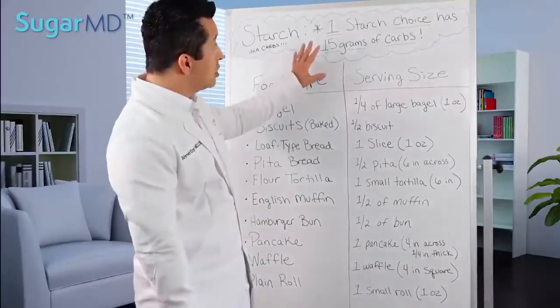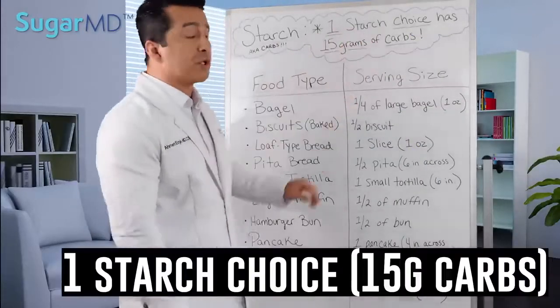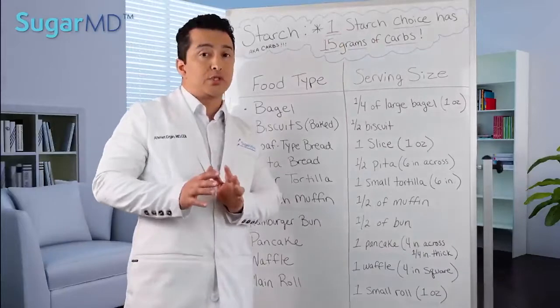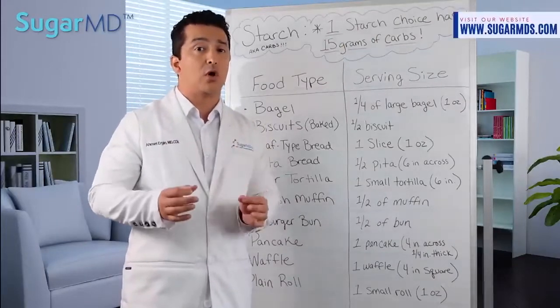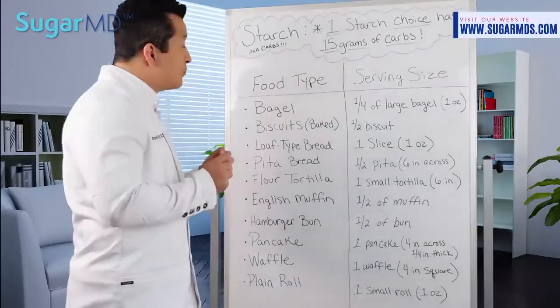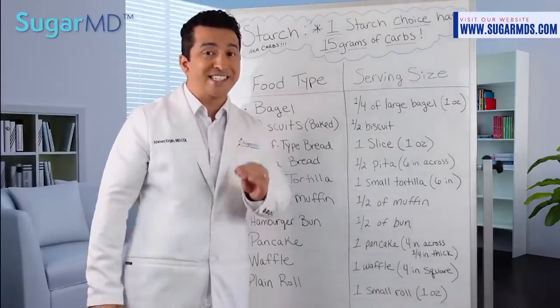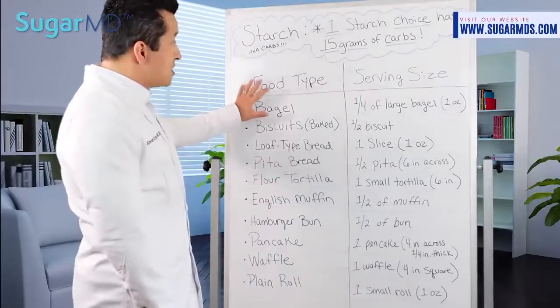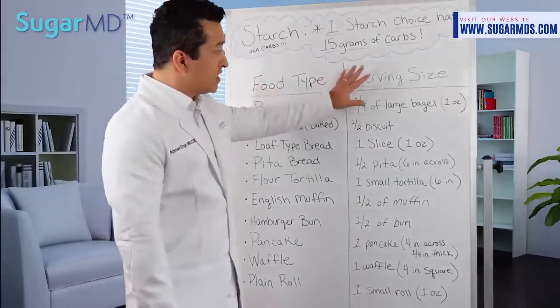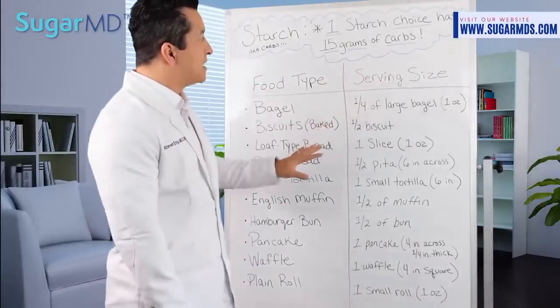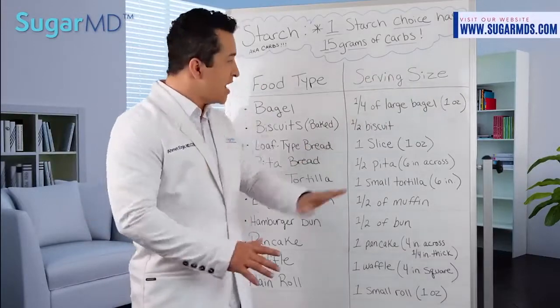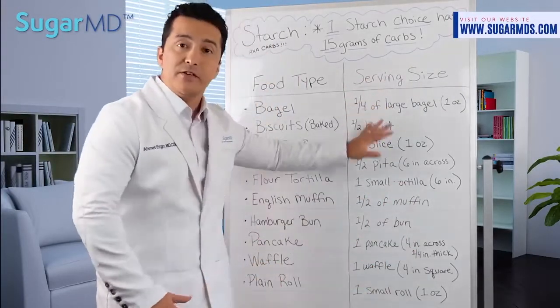So let's get started. With the starches, we are going to talk about the one starch choice. When we talk about one starch choice, we are talking about 15 grams of carbs. So not pounds, not kilograms, it's grams. It's universal. In every food label, you're going to see grams. The food type and the serving size are listed here, and everything in this section is 15 grams.